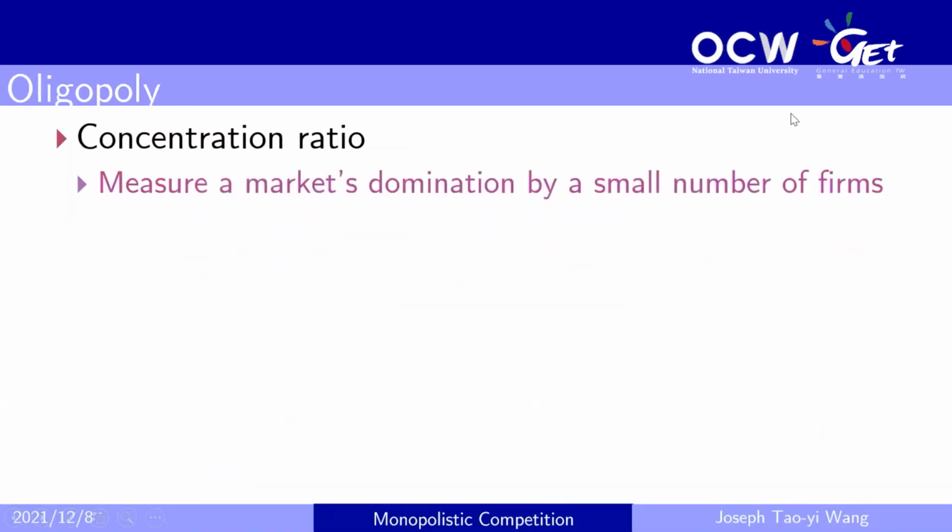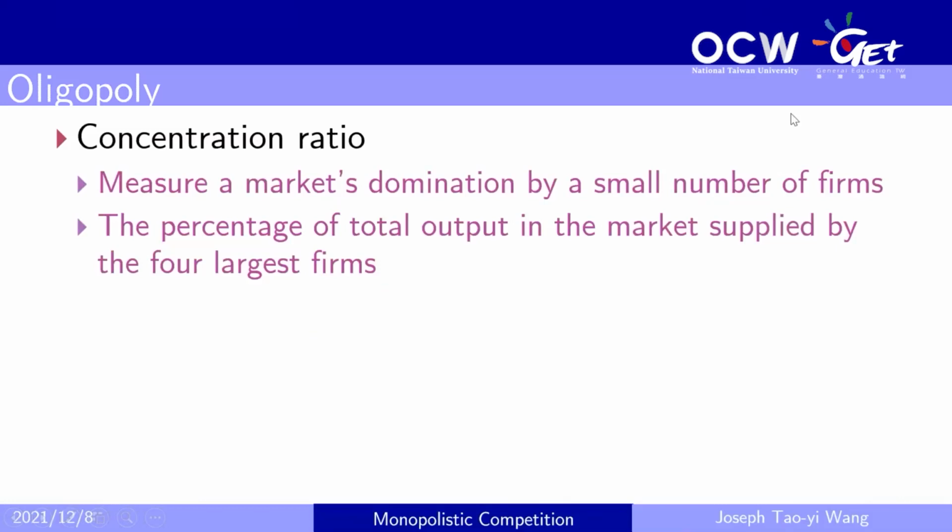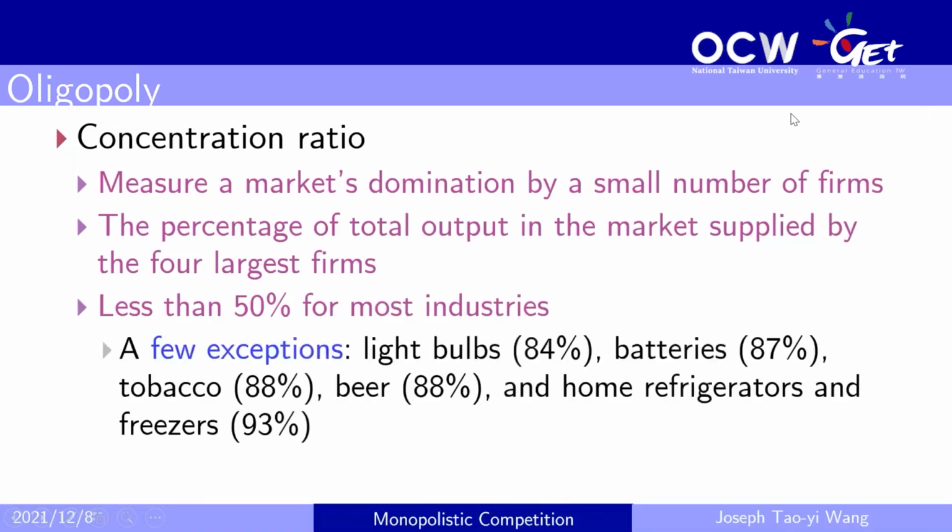Okay, so for oligopoly, we have what we call the concentration ratio. This is how dominant the top four firms are. So basically, the question is, what is the percentage of total output that is produced by the top four firms? And then this gives you how concentrated this market is in terms of output. In most industries, the concentration ratio is less than 50%, but there are some exceptions.